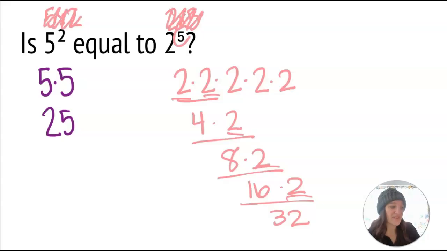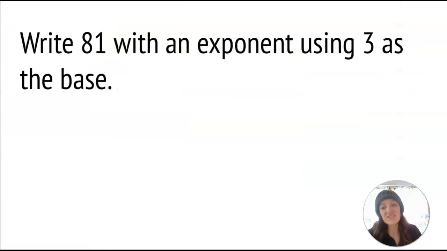Remember that the exponent tells you how many times you're actually going to multiply. If it's a 2, you're going to multiply 2 times. If it's a 5, you're going to multiply 5 times. So here's another little trick. Write 81 with an exponent using 3 as a base.